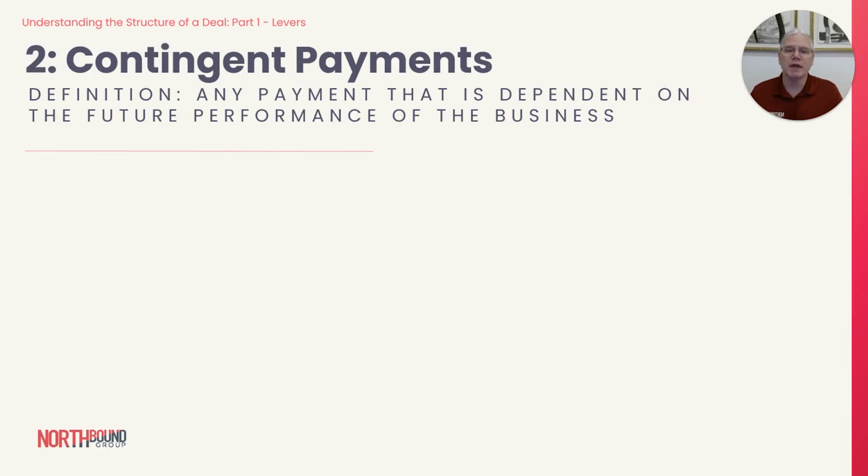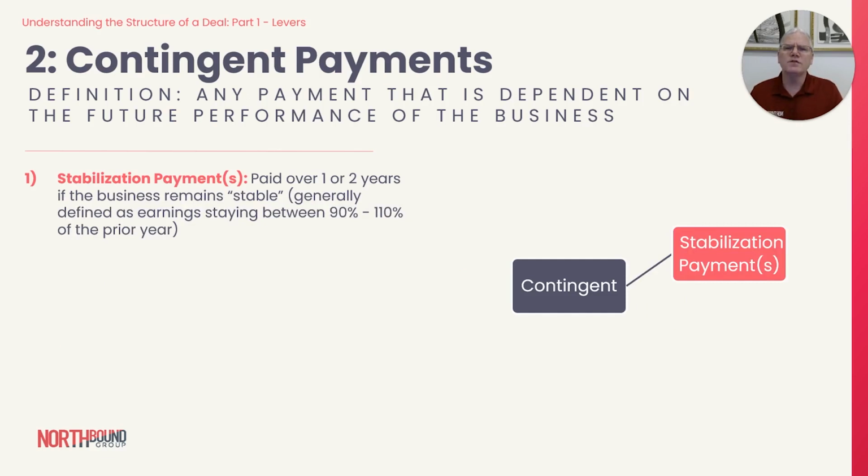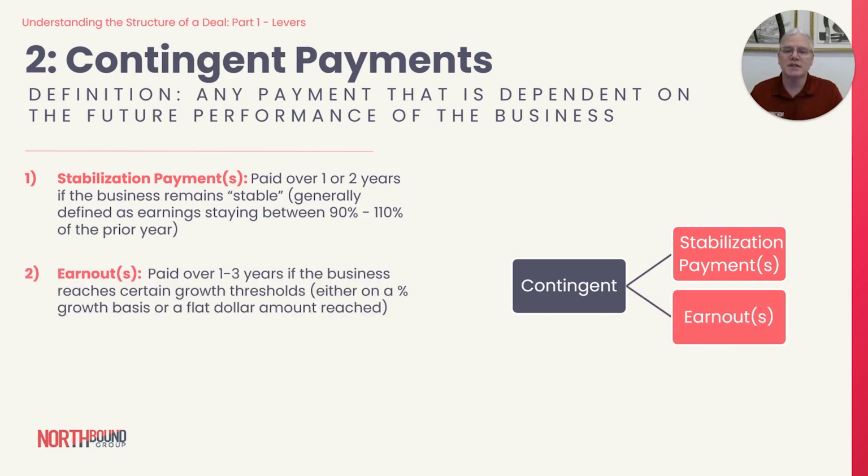Next up is the contingent payments. This is any payment that is dependent on the future performance of the business. The first one, and these are really different types of earnouts, but I like to break out a stabilization payment into its own category because it's generally paid over a little bit shorter period of time, 1 or 2 years. But the big thing is that it's not paid based on growth like oftentimes earnouts are. It's paid on remaining similar to where you were today. And sometimes it might be negotiated at 100%. Other times you might be able to get it down to 90%. But the point is it's if the business stays stable.